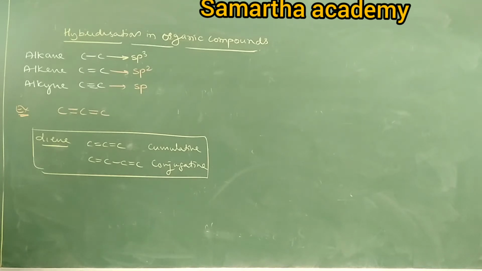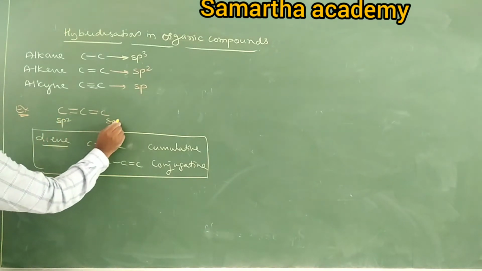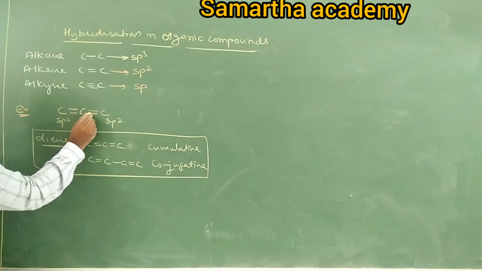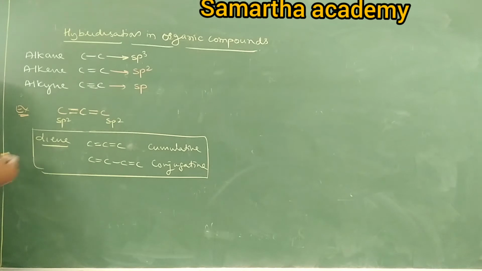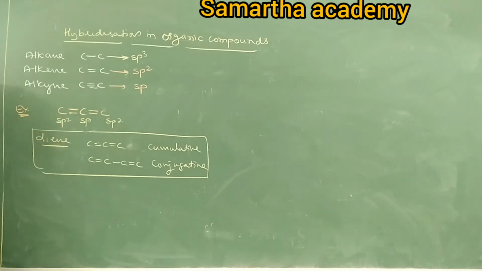If the double bonds are present on continuous carbons, obviously the first carbon is sp2 and the last carbon is sp2, but remember the middle carbon, with two pi bonds, two double bonds on two sides, is not sp2, it is sp. Okay, this is one different example you have to remember. And can you tell me how this is sp?